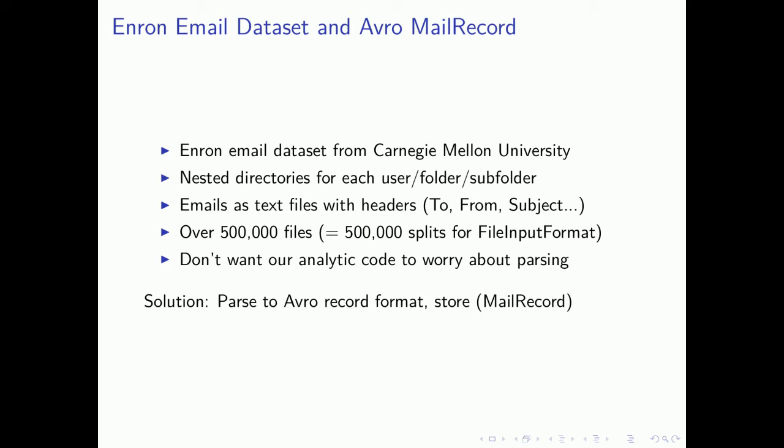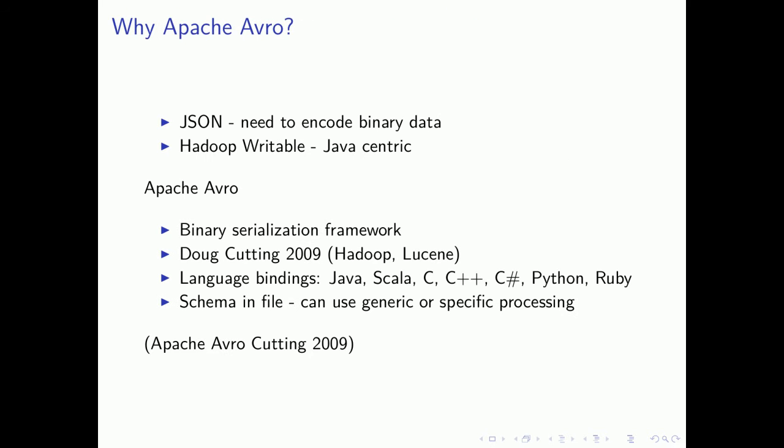And Hadoop doesn't like tiny files. If you just used the file input format pointed at it, you'd have 500,000 splits. It would take longer to schedule those than to do the actual processing for each tiny email. And we don't really want our analytic code to worry about parsing each email, because of the idiosyncrasies there. So I decided to put this into Avro format and store them together in a big container file, with these mail record objects. So what's Avro? And why?